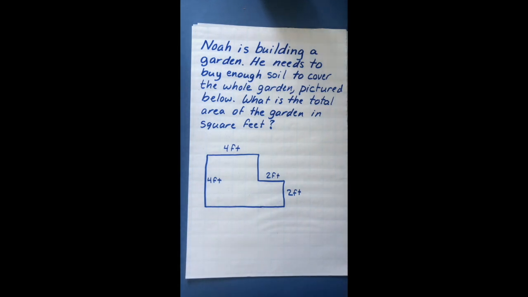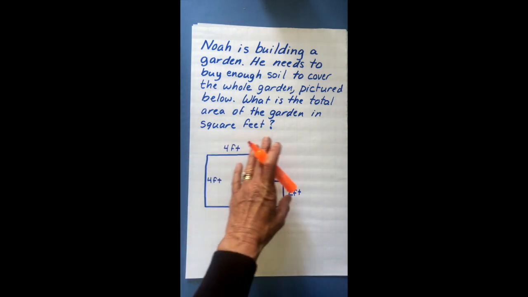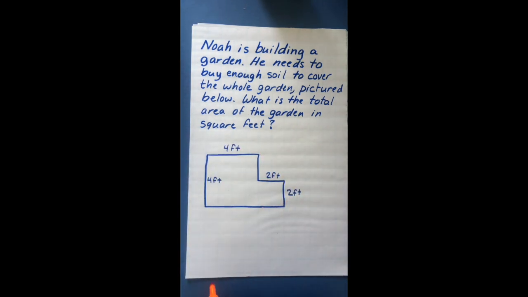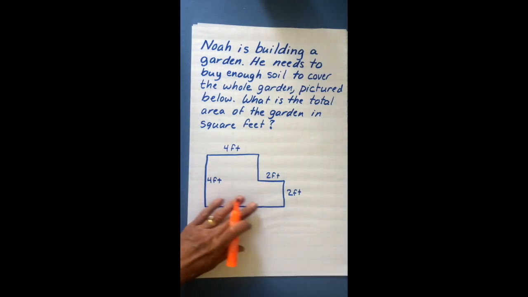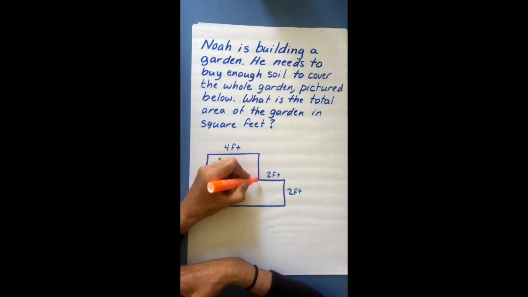Noah is building a garden. So this is the garden. He needs to buy enough soil to cover the whole garden, pictured below. So this is his garden. What is the total area of the garden in square feet? Again, we have a problem. This is not a rectangle. It's an irregular shape.